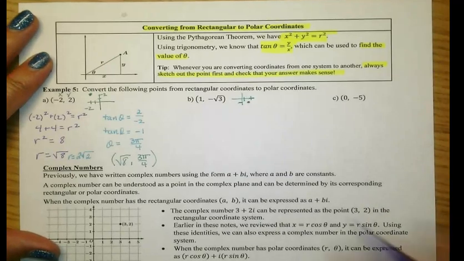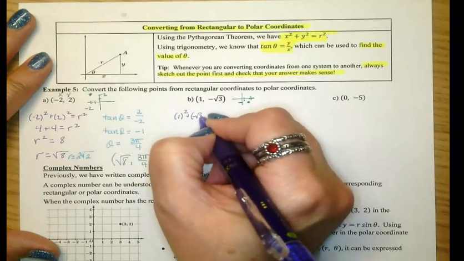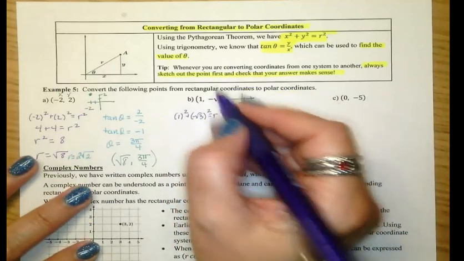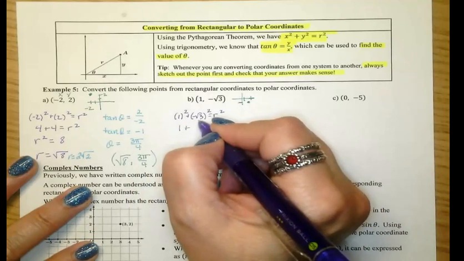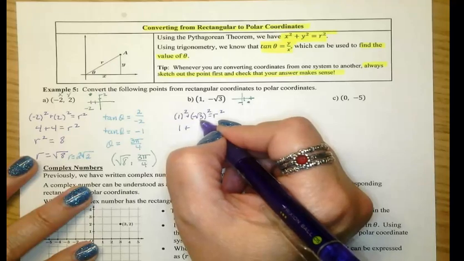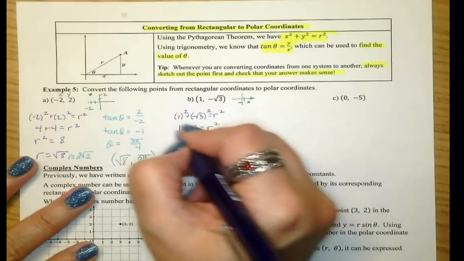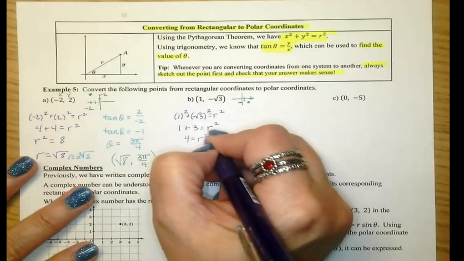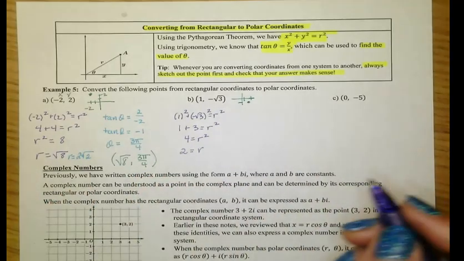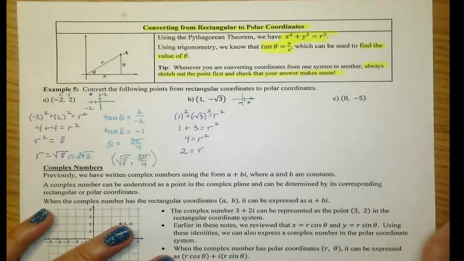So we're going to use our conversion facts. We're going to say 1 squared plus -√3 squared equals r squared. So 1 squared is 1, plus, and this negative times a negative is a positive, square root of 3 times square root of 3 is square root of 9, which is 3. And that's what r squared is going to equal. So 3 plus 1 is 4. So r, the absolute value of r, is going to be 2. Okay, so now we know the distance, so now we just need to find the angle.